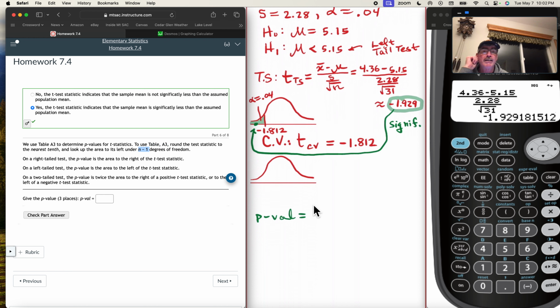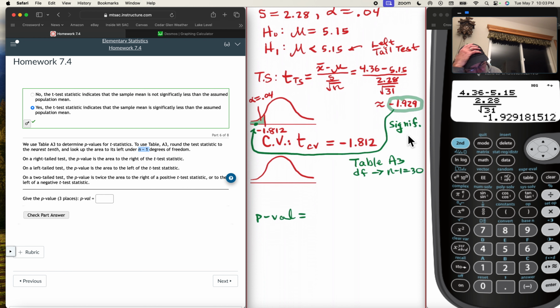Now this is a left tail test, remember. So that's the easiest kind. We just go straight from the table. So we're going to have to round our test statistic to the nearest tenth. So, let's just do a little picture of table A3 here. A little glitchy, hang on. Okay, so for the degrees of freedom, you just go out to, as usual, n-1, that'll be 30.